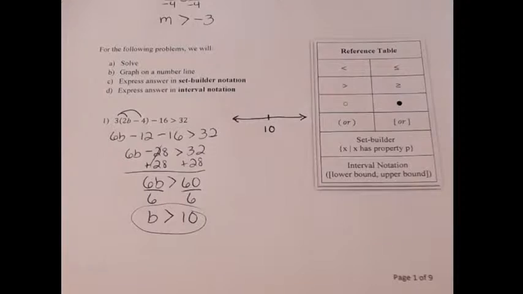Now, I want you to consider what this says. B is greater than 10. When you think B is greater than 10, you should think, okay, 11, 12, 13, 14, or you could be more specific, 10.1, 10.2, 10.3, 10.4, right? All of those numbers greater than 10. But what you can't say is that B is 10, right? You can't. The statement is B is greater than 10, which means we're not including 10.